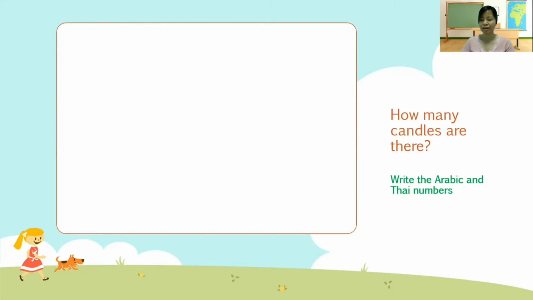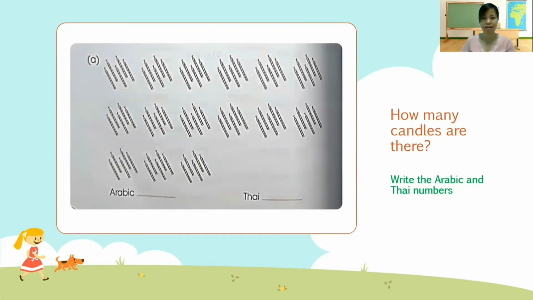For this exercise, you can find it in your workbook, page 2. So we are going to count objects and write the Arabic numerals and also the Thai numbers. Are you ready? Let's start. How many candles are there? In each set, we have 5 candles and we have 21 sets. How many candles do you think there are? Yes, you're right. There are 75 candles. Now I want you to write the numbers in Thai.